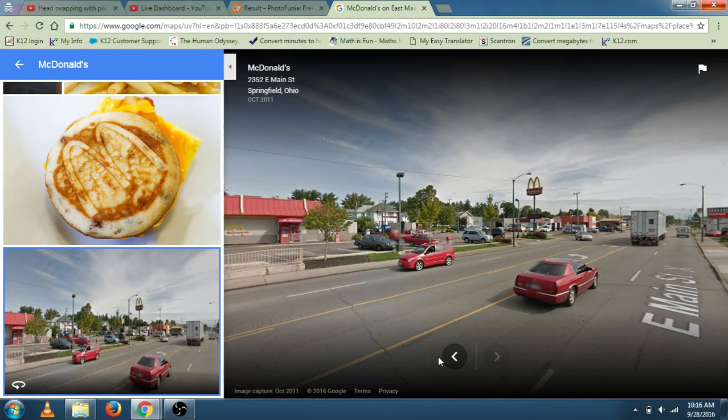It even had a Wendy's right here, and we also have a KFC right there. So, this place right here went out of business. That place is still there. And they went out of business when they moved. They just really moved, so.